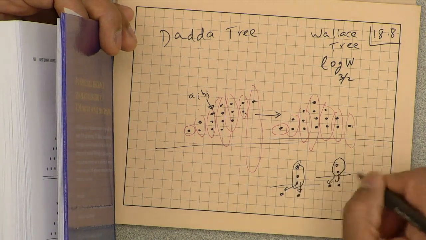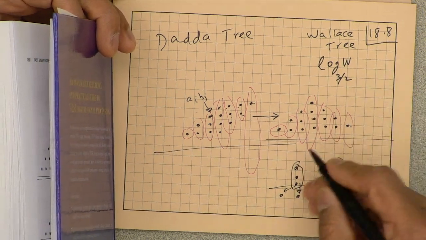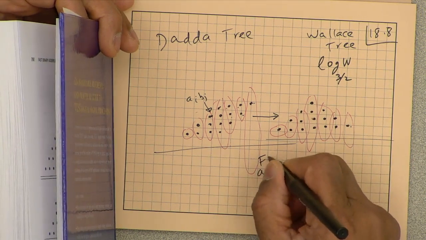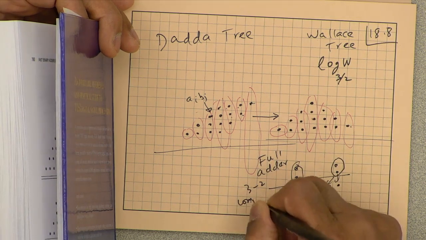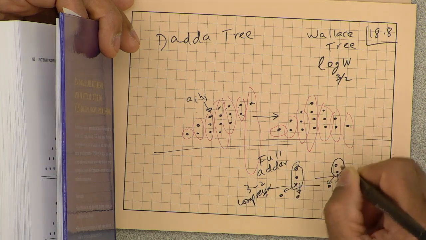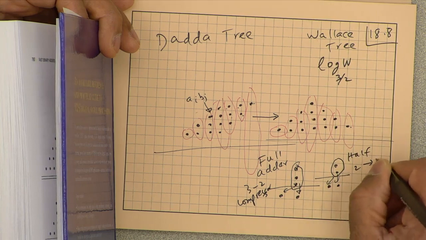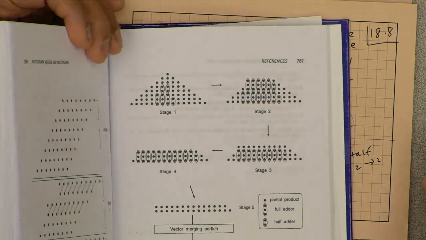Whenever you see these compressors, this is a binary adder, a full adder. You can think of a full adder as a 3 to 2 compressor, compressing 3 bits to 2 bits. A half adder is a 2 to 2 compressor, taking 2 and still creating 2.